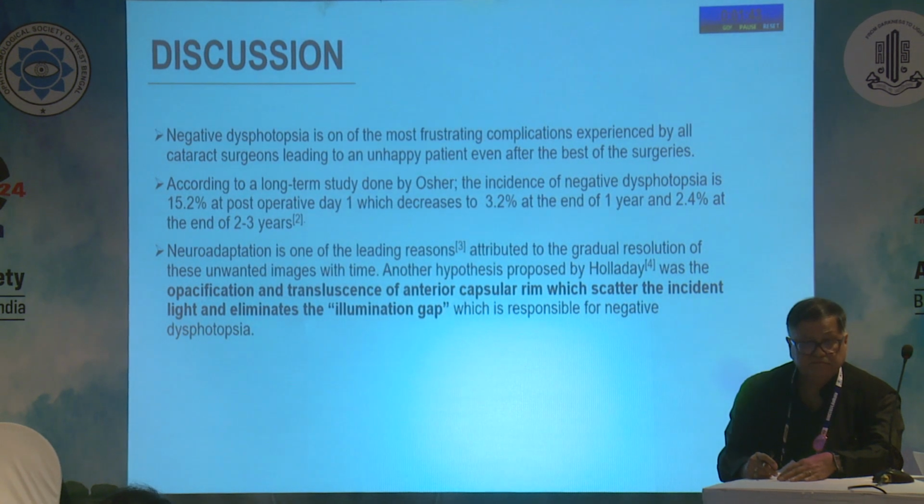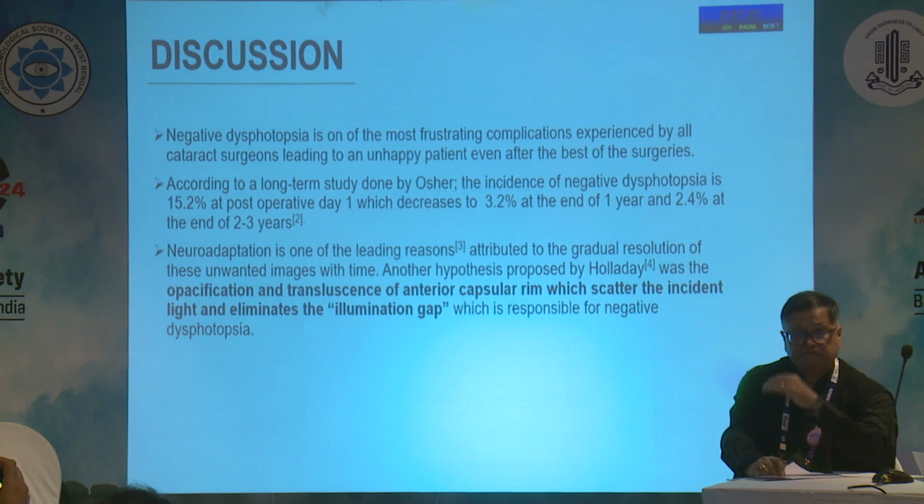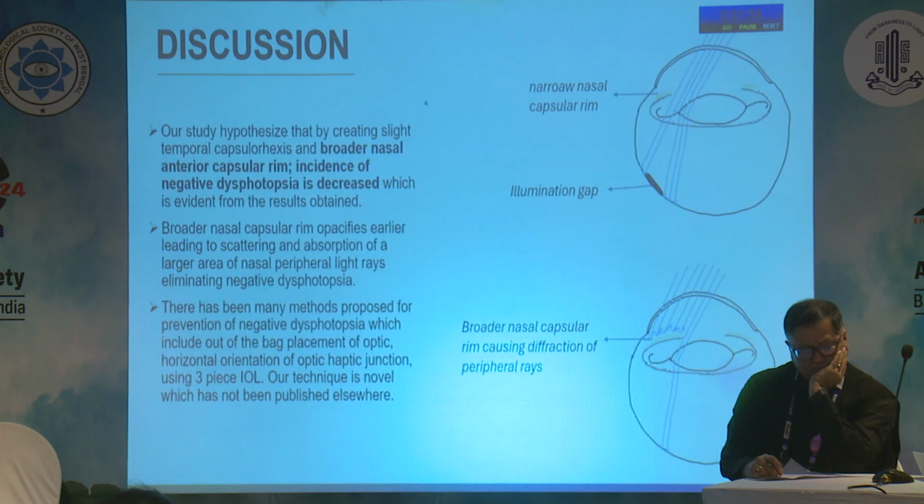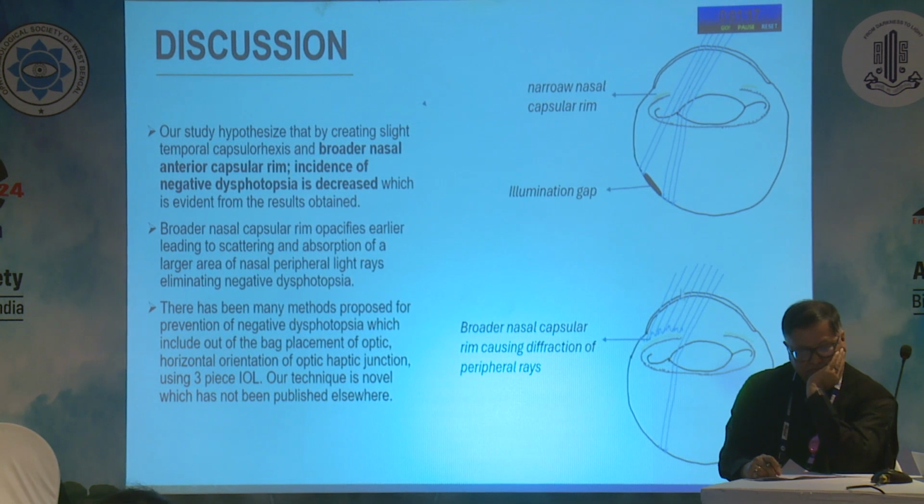The incidence of negative dysphotopsia according to a long-term study is 15.2% on day 1, which decreases to 3.2% after 1 year of surgery. The reason for this decrease in the incidence is, first, neuroadaptation, and second, the opacification of the anterior capsular rim, which eliminates the illumination gap. So our hypothesis is that if we create a broader nasal capsular rim, it will opacify earlier and block a larger chunk of peripheral rays and thus eliminate the illumination gap and negative dysphotopsia.